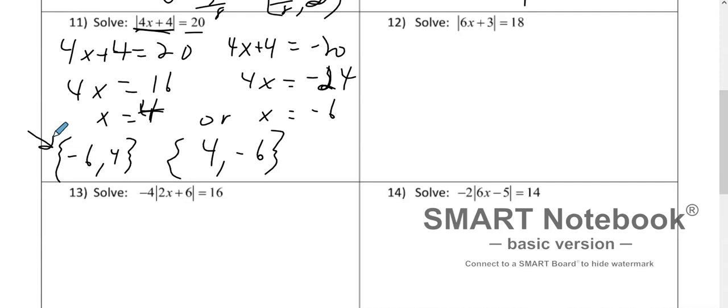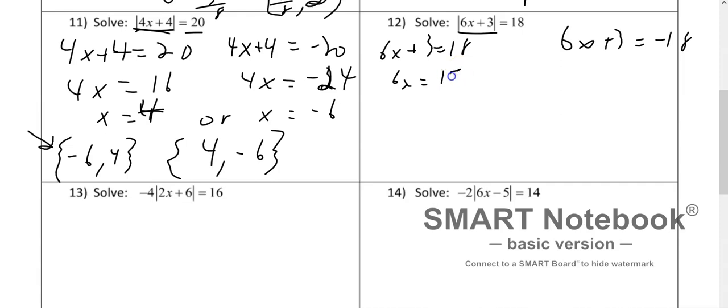All right, number 12. Again, this is by itself, so I'm ready to go. 6x plus 3 equals 18, and 6x plus 3 equals negative 18. I subtract 3. 6x equals 18 minus 3 is 15. Divide by 6. X is 15 over 6. Also known as 3 goes in 5 times, 3 goes in 2 times, 5 halves.